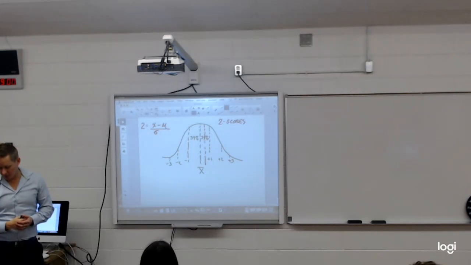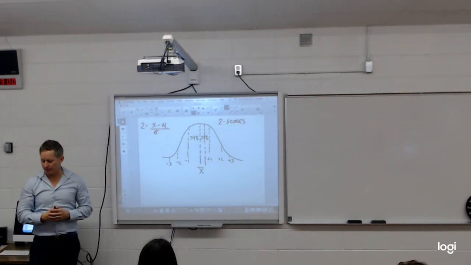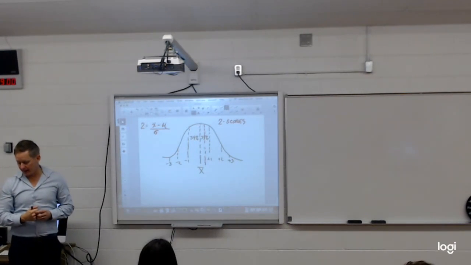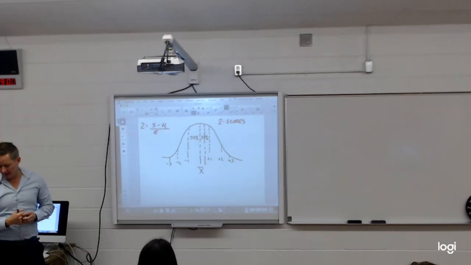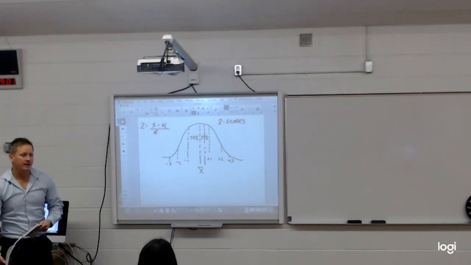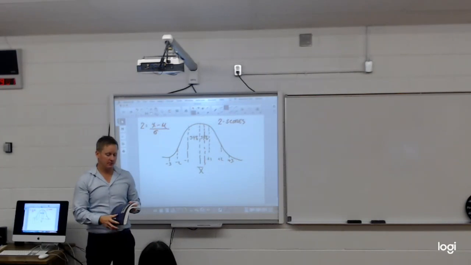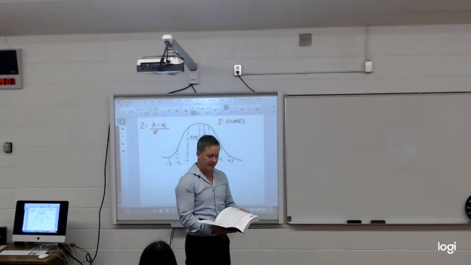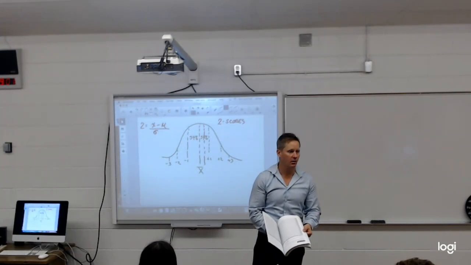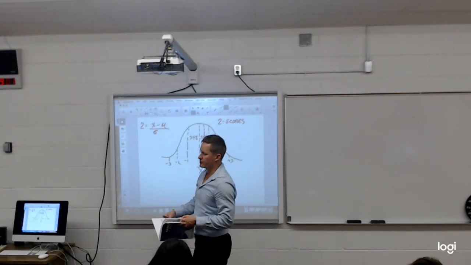Z-scores can be used to compare different sets of data that do not have the same mean and or standard deviation. A positive z-score indicates a data point above the mean. A negative z-score indicates a data point below the mean. All right. Now, as well, there's a table in the back of the book that we have to look at. This is on page 294 and 295.